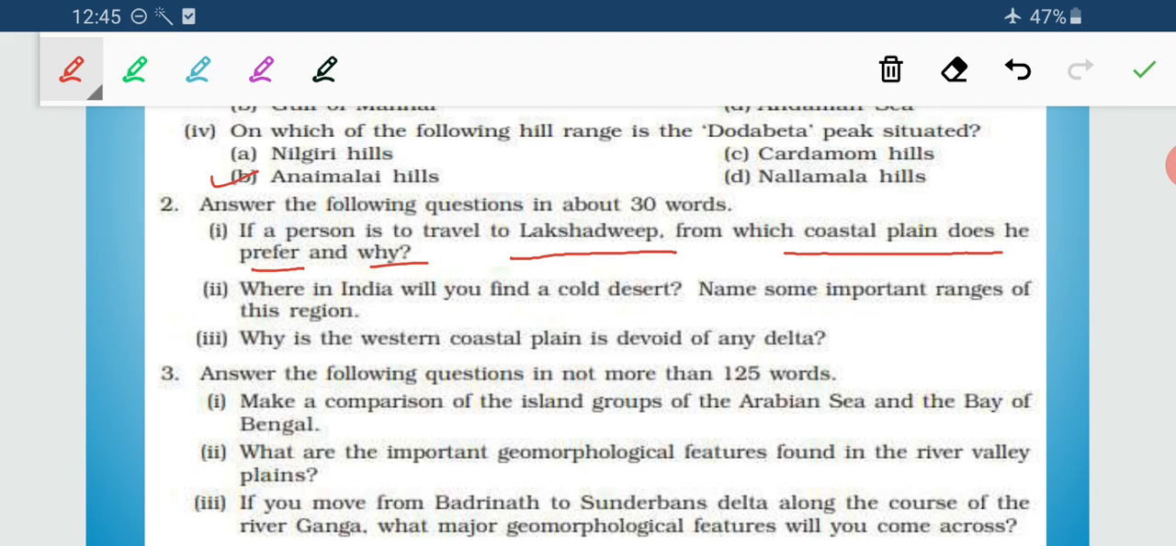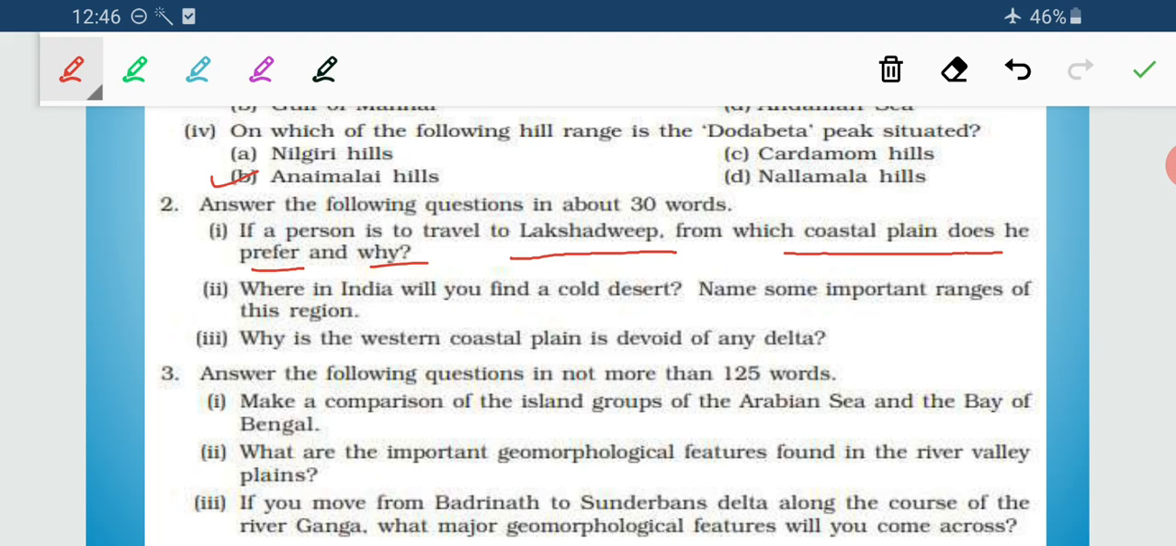First of all, the western coastal plain is a little more elevated than the eastern coastal plain. Number two, the rivers are not draining towards the western coastal plain, so it has not been dissected by any of the peninsular rivers. And number three, the peninsular rivers which are draining towards the west are not draining towards the coastal plain, they are just draining before the coastal plain begins.